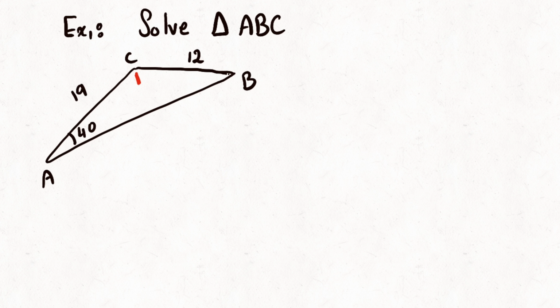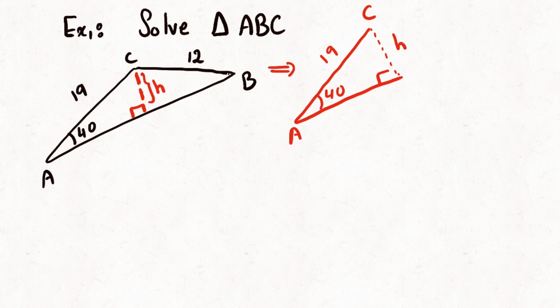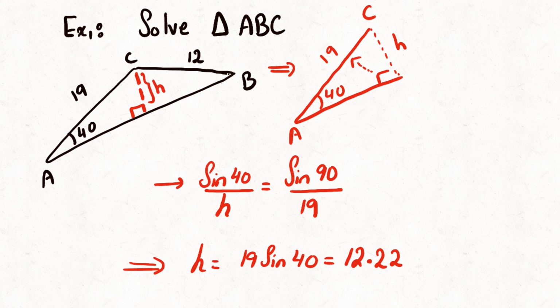Basically we will drop an altitude or a height from the point C, and we will call it h. Now we will take this part of the triangle that consists of the h, C and A sides, and we will apply the sine rule to find the value of h. We know that when you drop a line, the angle will always be 90 degrees. Now we apply the sine rule and we will discover that h is around 12.22.